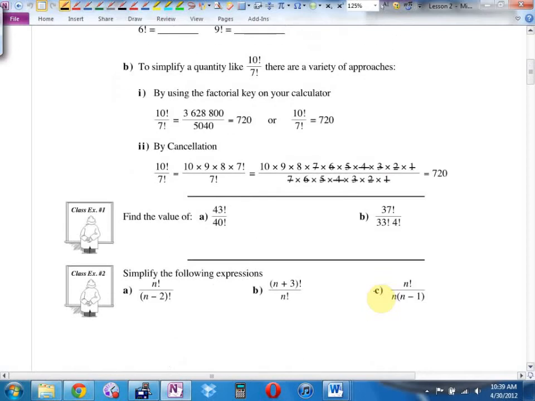For example, this is really 43 times 42 times 41. Because the next thing that I would write would be what? A 40 and a 39 and a 38, and those would cancel with that 40 and 39 and 38 and 37.